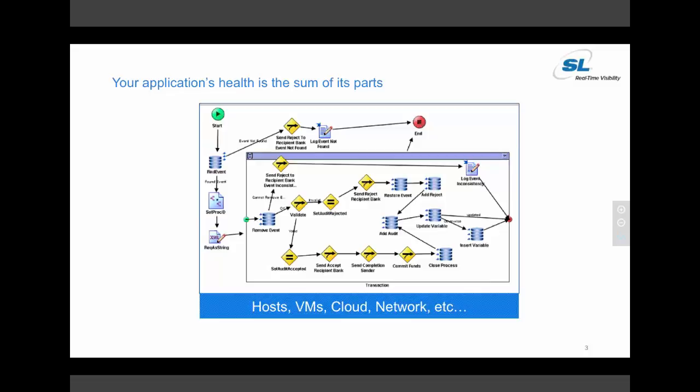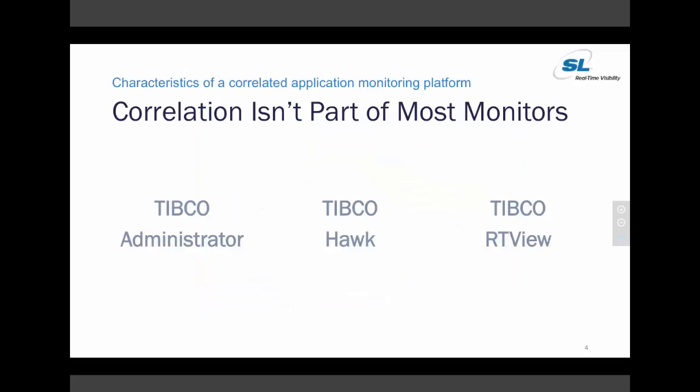Correlation lets you see how individual alerts are related to your applications and platforms, and lets you prioritize your alerts based on the impact to your applications as well as the overall importance of that application. Unfortunately, correlation isn't something that's part of most siloed monitors. Obviously, if you're only monitoring one thing at a time, it's near impossible to correlate that with metrics that you don't have access to.